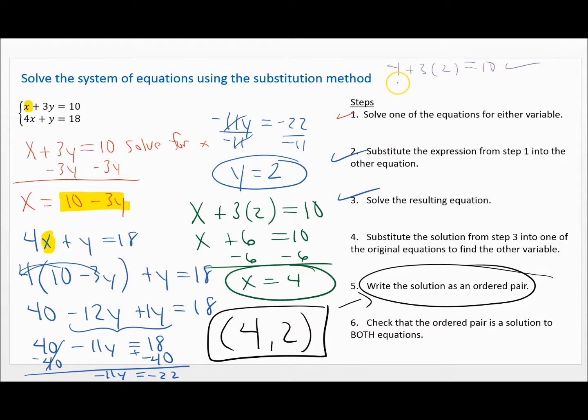Let's check the next one. 4 times x plus 2. Does that equal 18? Well, 4 times 4 is 16, plus 2 is 18. Notice it checks out just fine.